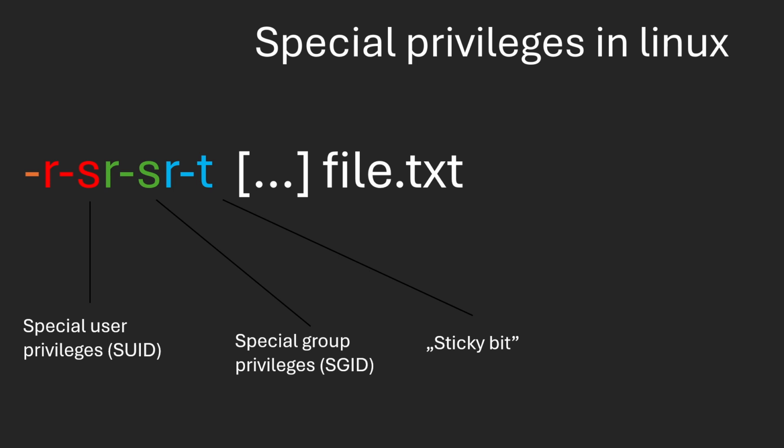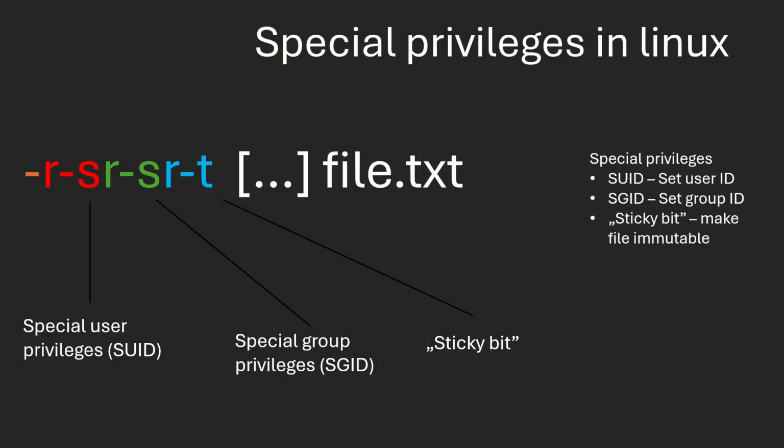And sticky bit is something a bit different because it technically makes the file immutable, which means you just can't delete it. You need to get rid of this privilege first to be able to delete it.